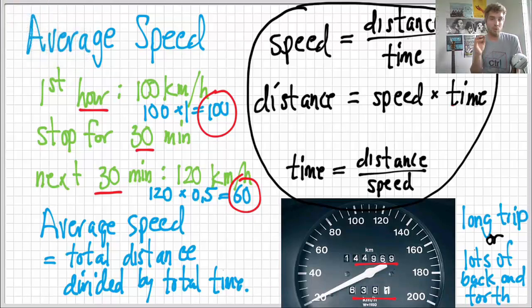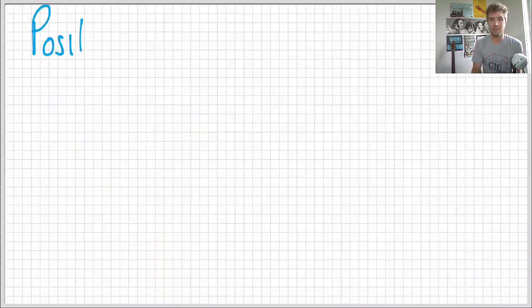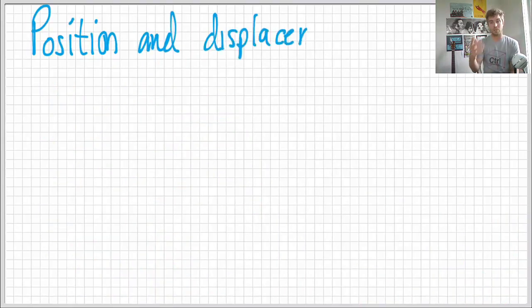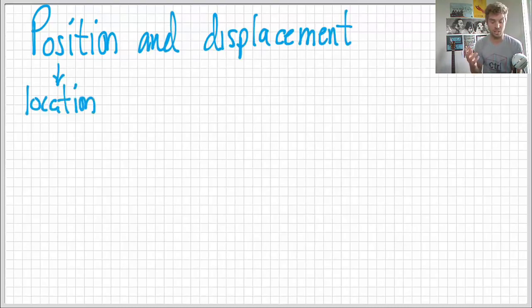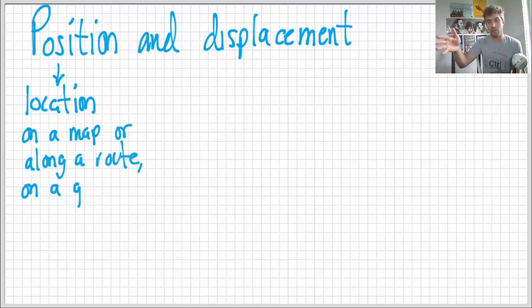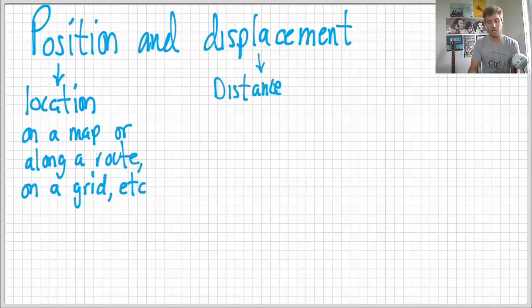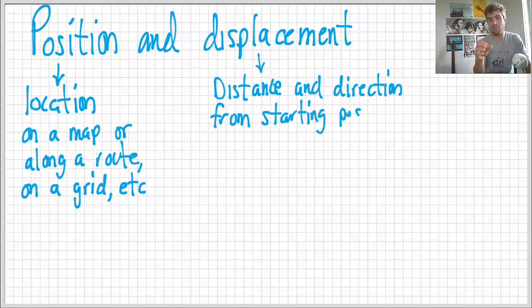Okay, so before we can talk about velocity, we need to talk about two concepts: position and displacement. Now, position hopefully is something that everybody sort of has an idea about what it is. It's your location. It could be on a map, could be your position along a route, or it could be on a grid like a maths grid, or on a globe on the GPS and that kind of thing. So it's just where you are or where something is. It's a designated location.